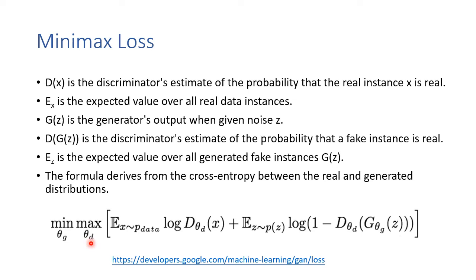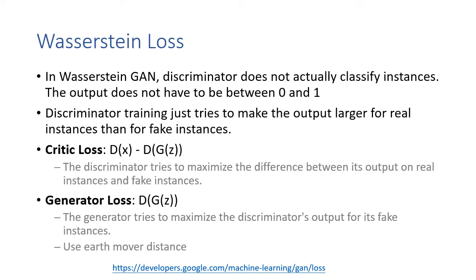In terms of discriminator, we will try to maximize the objective function, while in terms of the generator, we will try to minimize the expected value of this objective function. In Wasserstein loss, the discriminator does not actually classify instances, so it's not binary classification. Now, the output of the discriminator does not have to be between 0 and 1. Instead, all the discriminator training now just tries to make the output larger for real instances than for fake instances. Okay, the loss is now called critic loss.